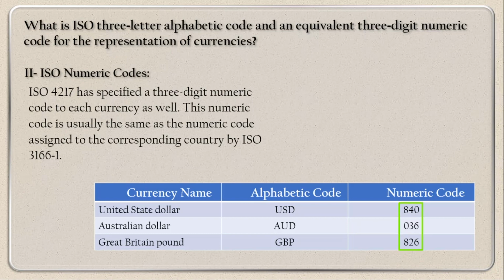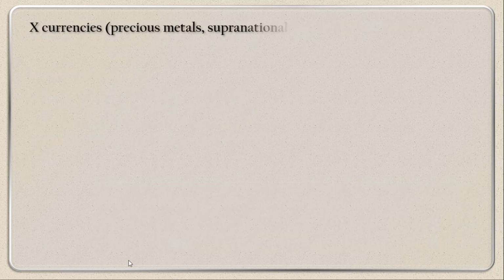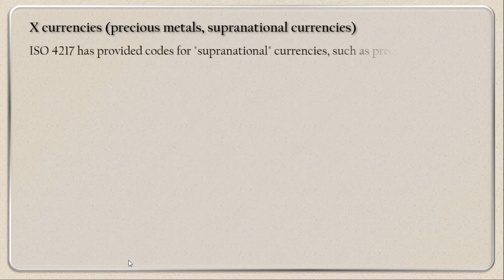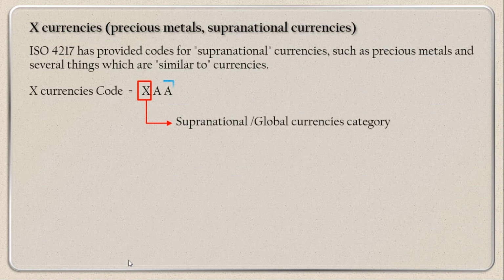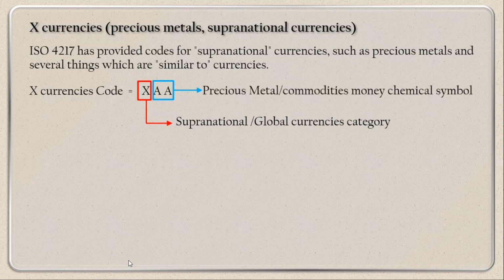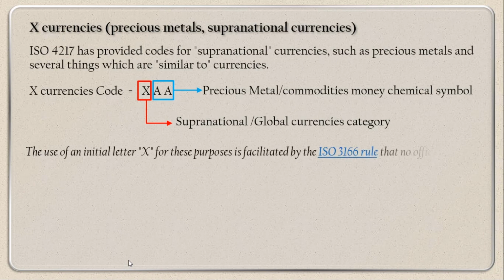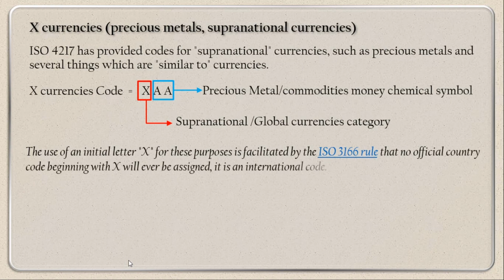So all these codes are specified by ISO. X currencies, precious metals or supranational currencies. ISO 4217 has provided codes for supranational currencies such as precious metals and several things which are similar to currencies. The X currency code is always shown by 3 letters. The first letter, which is the X, indicates the supranational or global currencies category. The last 2 letters show the precious metal or commodity money chemical symbol. The use of an initial letter X for this purpose is facilitated by the ISO 3166 rule that no official country codes beginning with X will ever be assigned. It is an international code.